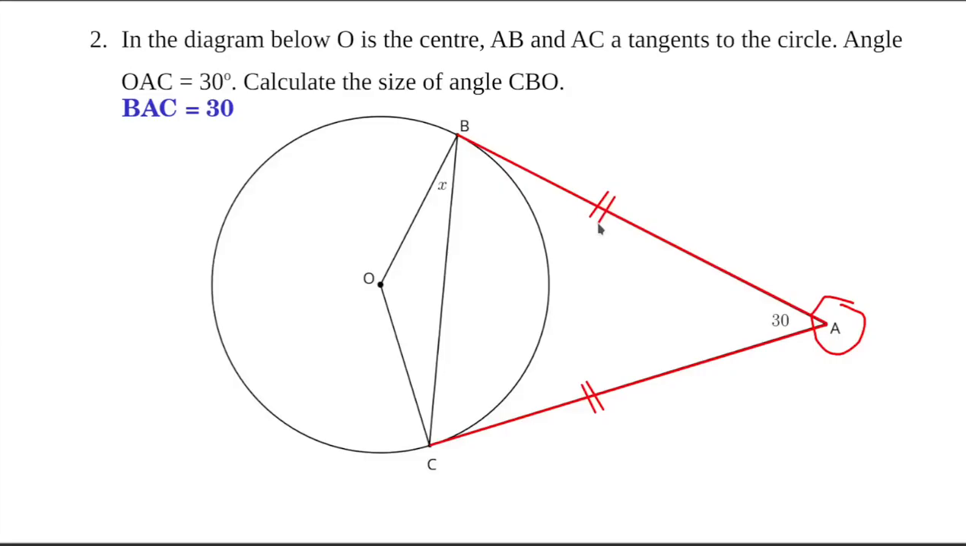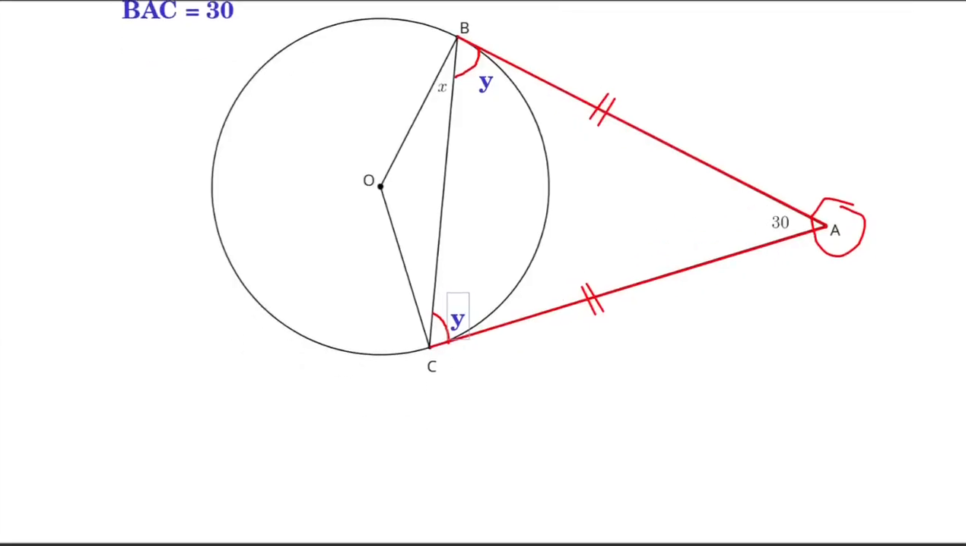Now, once two sides in a triangle are equal, that implies that that triangle is an isosceles triangle. Now, once we have an isosceles triangle, we are definitely expecting the base angles to be equal. So these two angles are actually equal. Now let's give them a name. Let's call this one y and this one y. Now let's go and find the value of y.